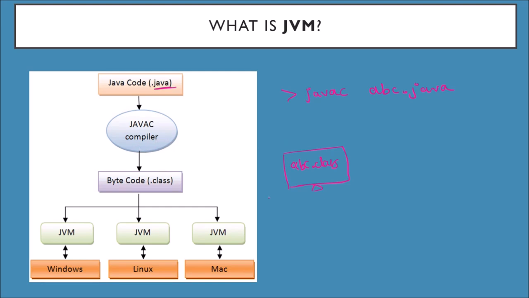Now to run you can just say java abc. This abc is nothing but this abc.class. Whenever you run this, your Java virtual machine that is there here is responsible for running this .class file on different platforms. You can see here, that is why it is platform independent. It may be any system, it may be any platform, the program is going to run because of JVM that is responsible for running it in any different platform.